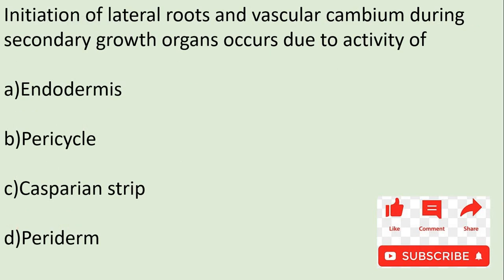Initiation of lateral roots and vascular cambium during secondary growth in organs occurs due to activity of A. Endodermis. B. Pericycle. C. Casparian strip. D. Periderm.